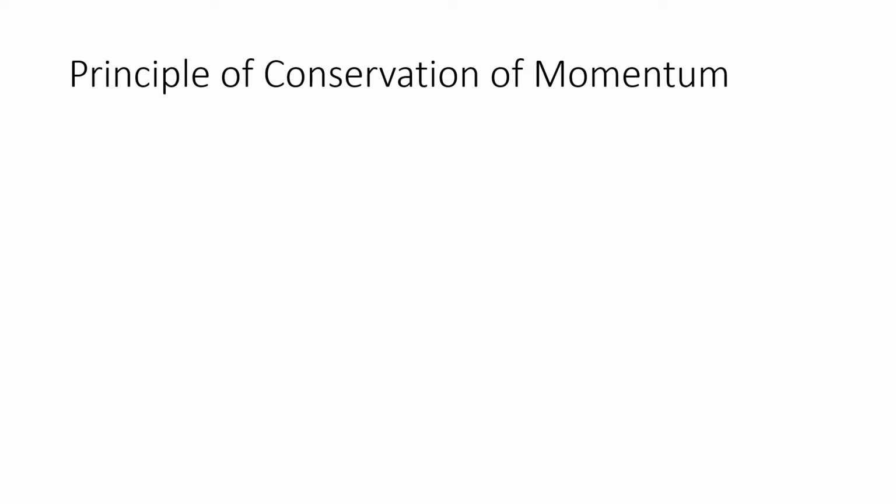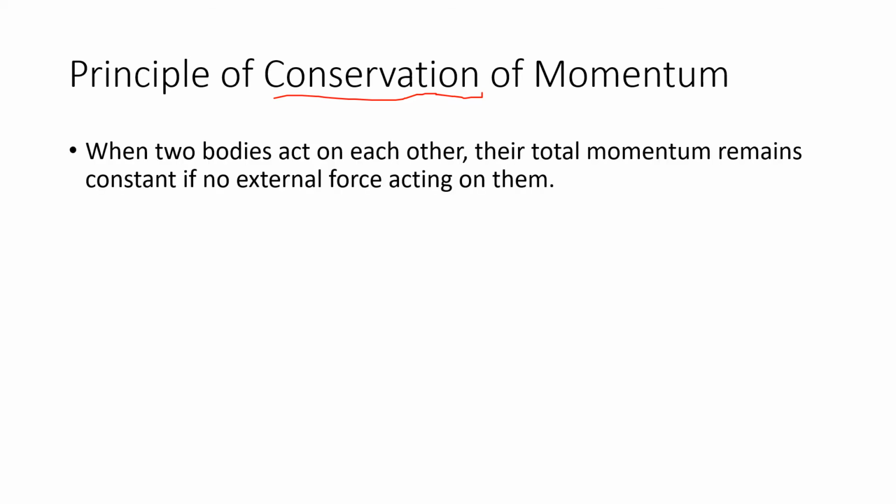Okay, let's move on to the principle of conservation of momentum. The word conservation means that the value is unchanged or remains the same. Now let's look at the principle. When two bodies act on each other, or we can say when two bodies collide with each other, their total momentum remains constant if no external force acts on them.